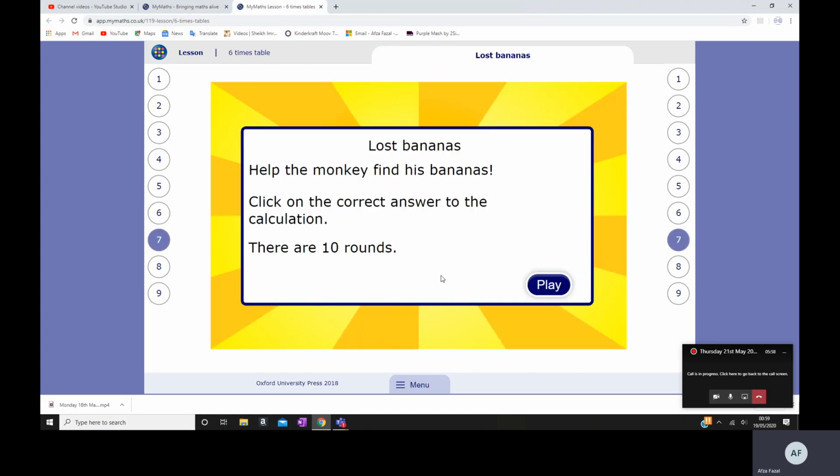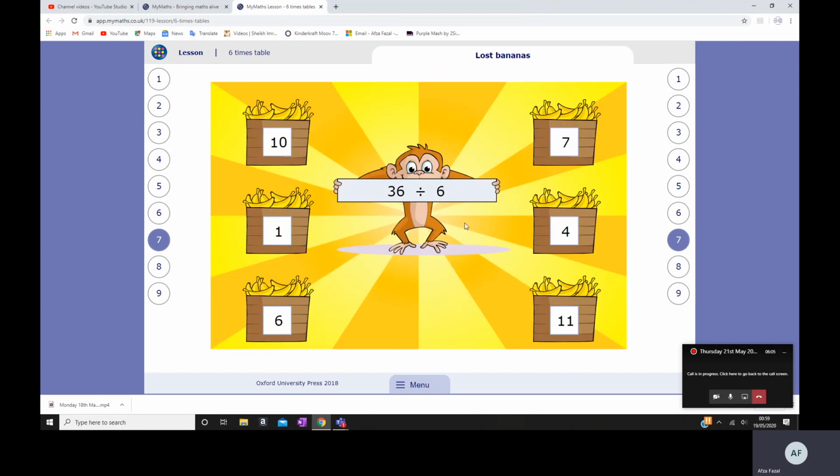Lost bananas. Help the monkey find his bananas. Click on the correct answer to the calculation. There are 10 rounds. 36 divided by 6. How many 6s go into 36? Count me 6s. 6, 12, 18, 24, 30, 36. Banana.